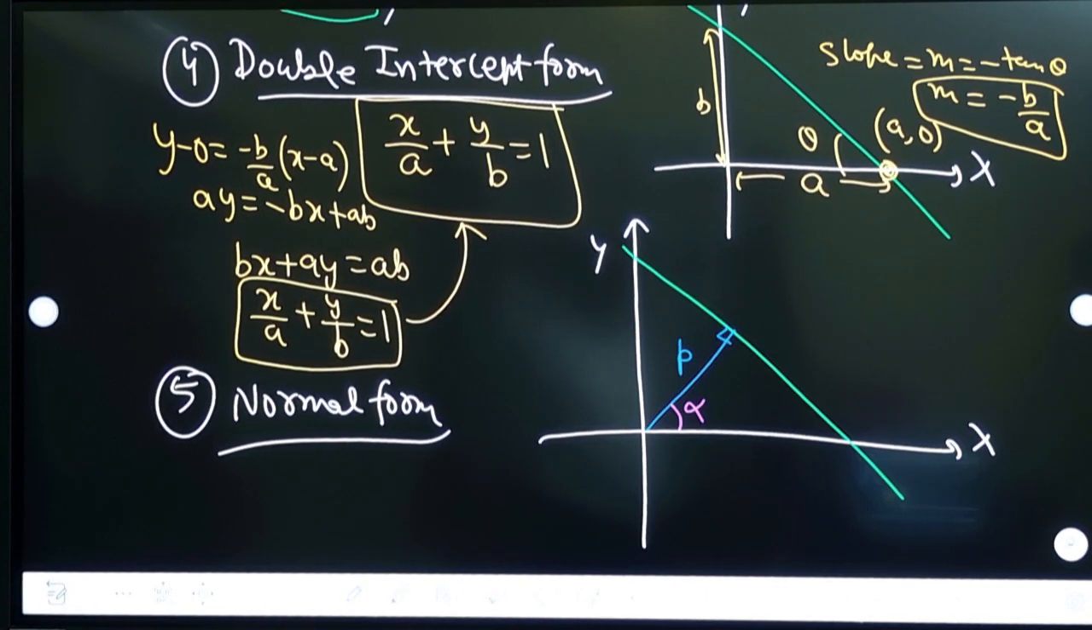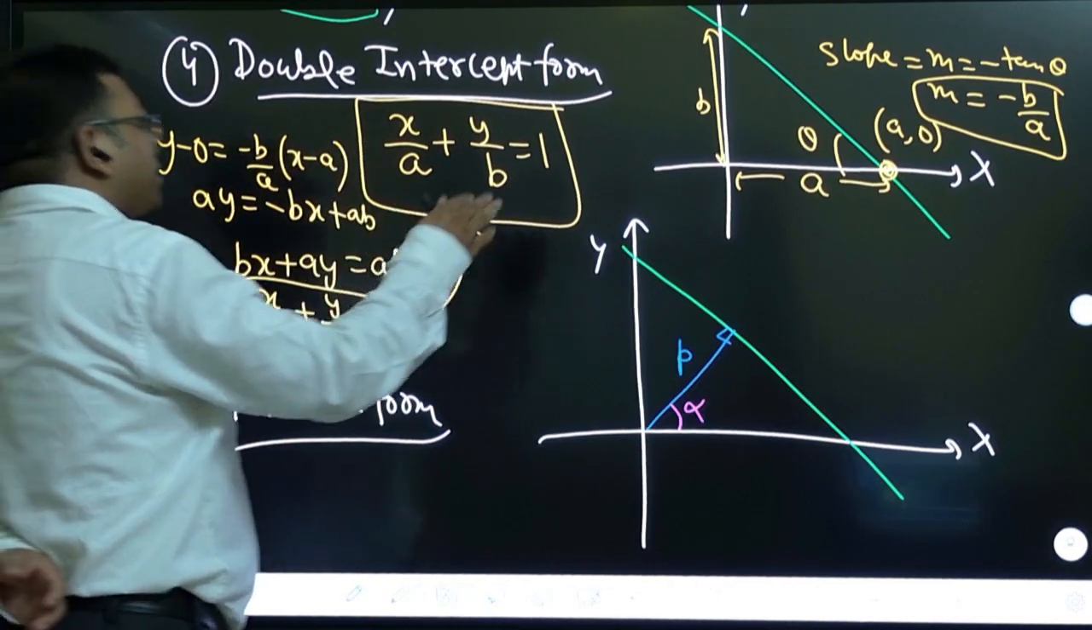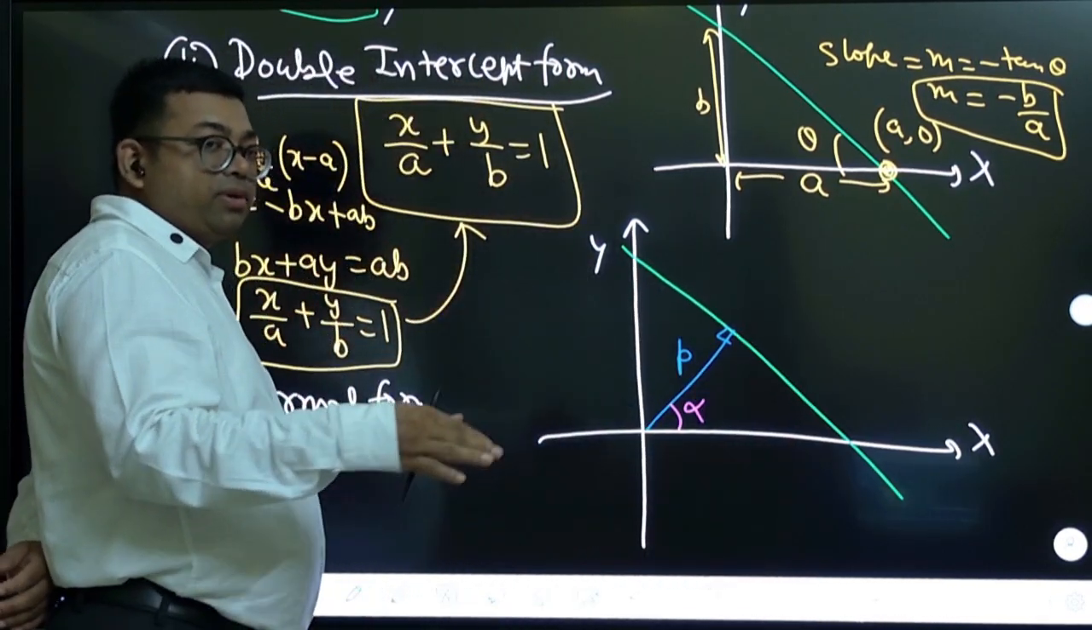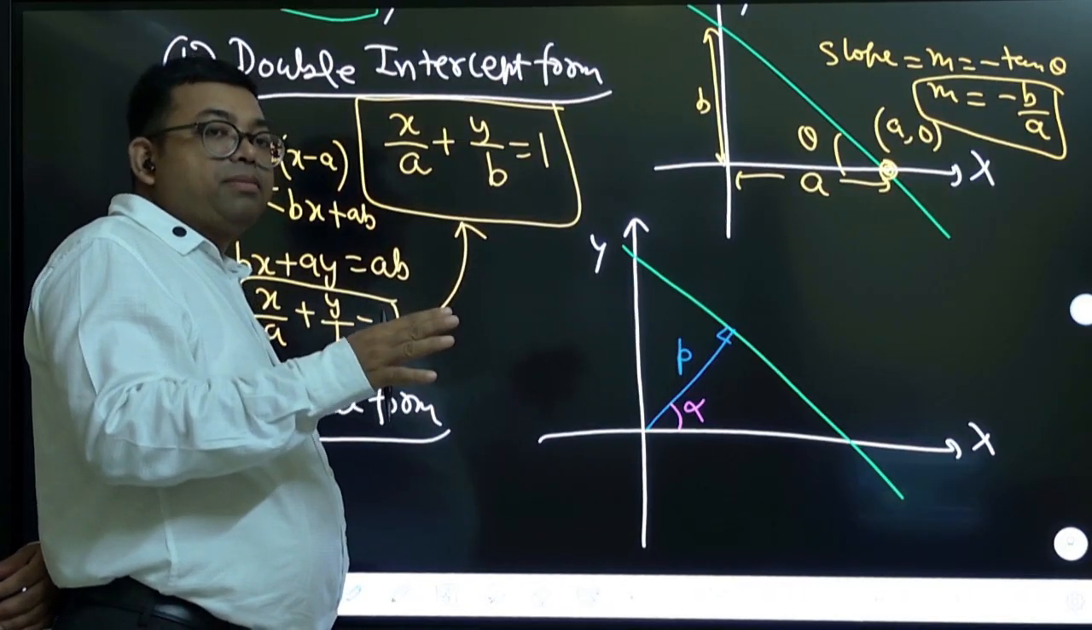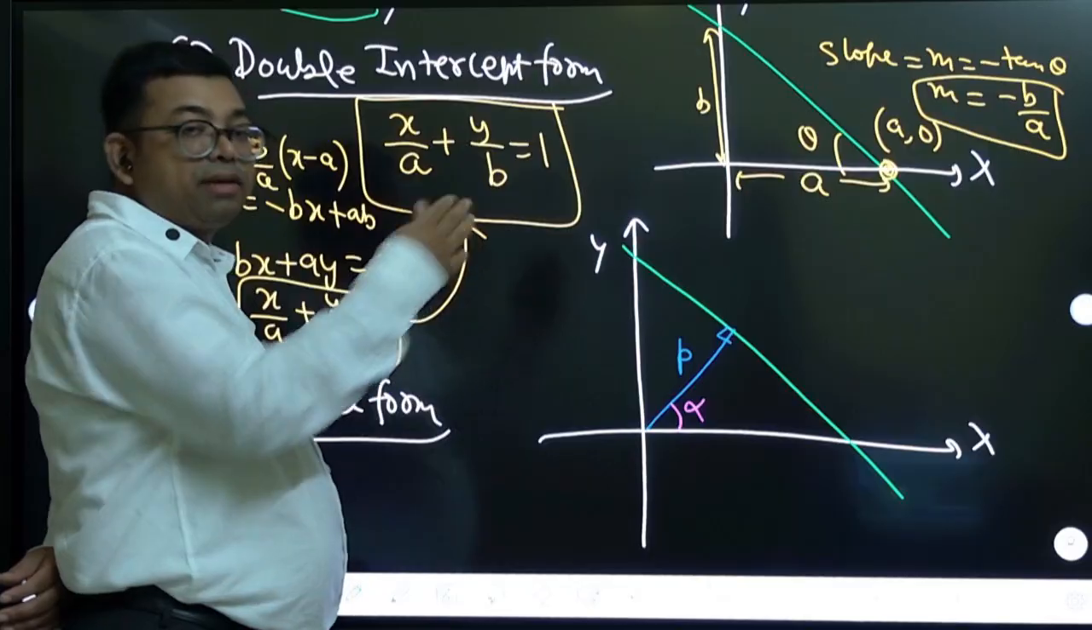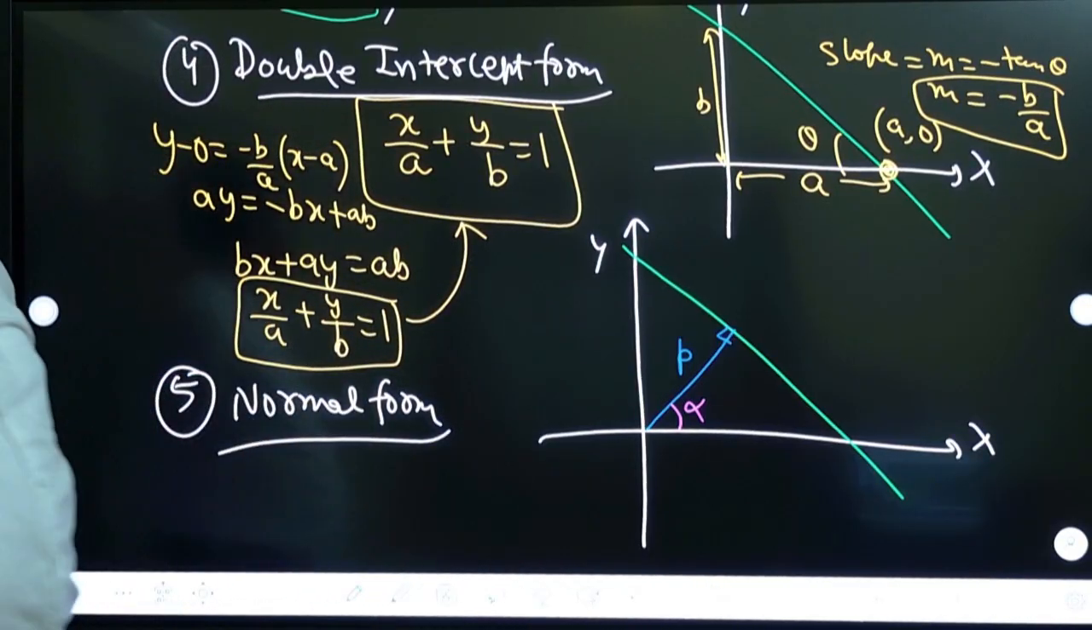Which point? See, what is x, y means any point on this line. Try to understand. X and y are variable. Any point on this line. Now tell me which point should I put it. Tell.